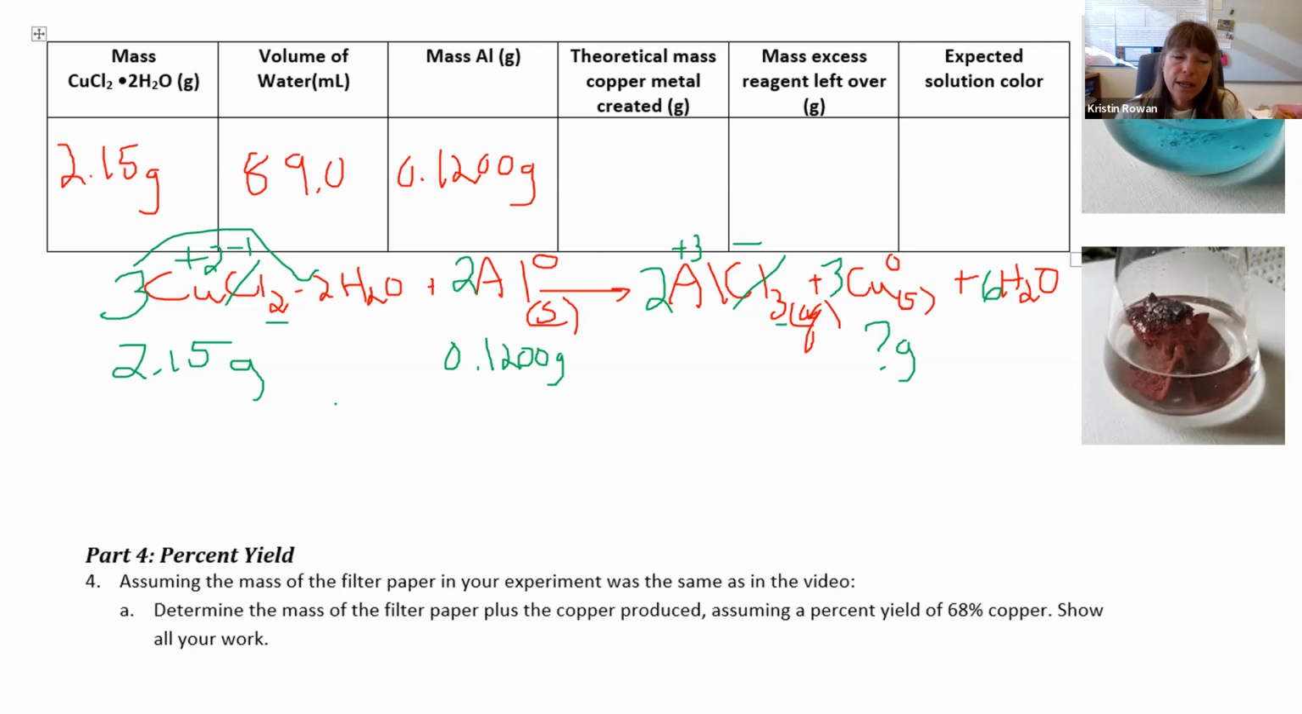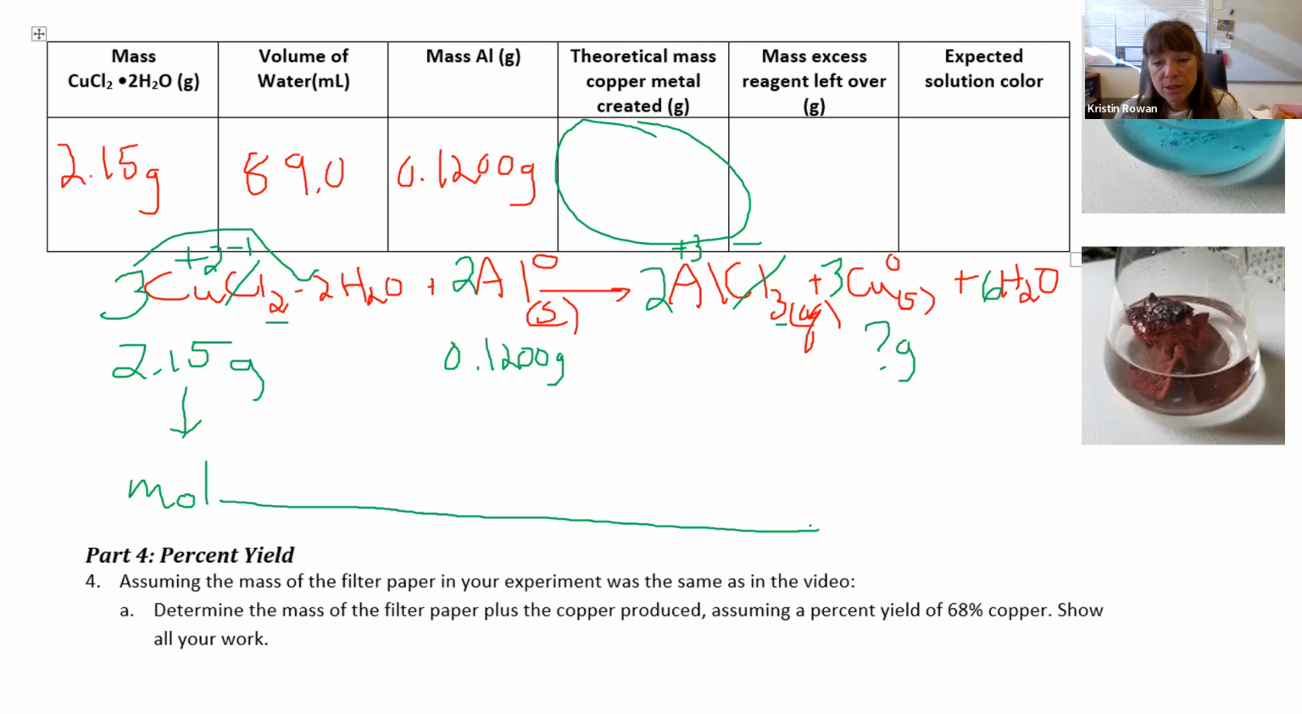But now to figure out this question, which is theoretical mass of copper metal created, I would need to convert grams of this copper chloride dihydrate to moles. Now, this is one method, and I'm just going to do the one method here because there's a couple methods. But if I can go from grams to moles, and then this number of moles of copper chloride dihydrate, then do the calculation and say, well, how many moles of copper will that create theoretically if I had enough aluminum? So when you're doing it this way, you're thinking you have enough of the other one.